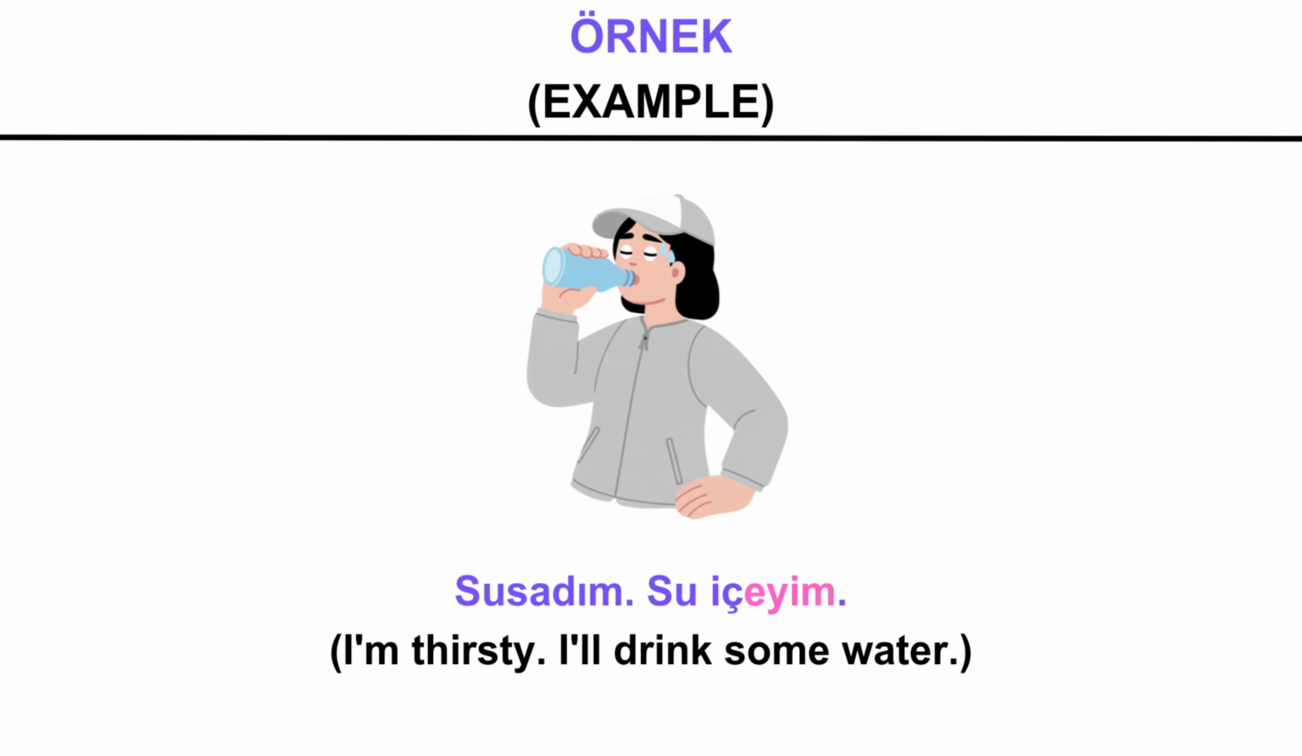Now let's see some examples. Susadım, su içeyim. I'm thirsty, I'll drink some water. Here, as you can see, the closest English translation is I will drink, even though we don't really use future tense here. We just express a wish to drink water.